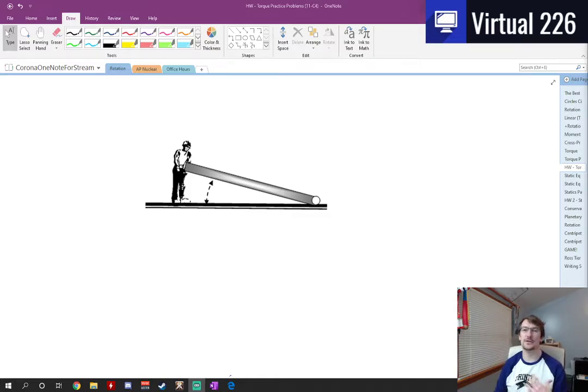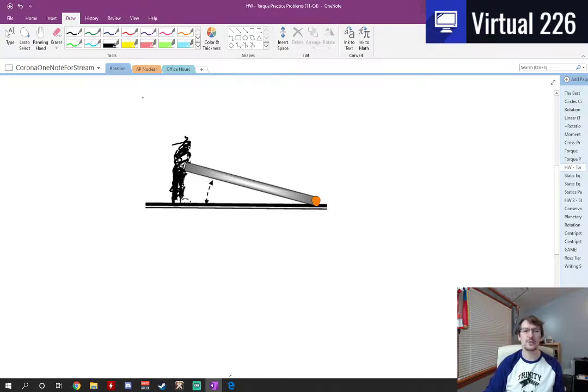Okay, back again with another torque practice problem here. What we have in this one, this is the second problem, part A on our sheet. We have a man here, and he's holding on to a beam, and there's a pivot of the beam down here. So he's lifting this off the ground. In this problem, we're actually not going to worry about the man, so he doesn't really exist. We don't care about him.